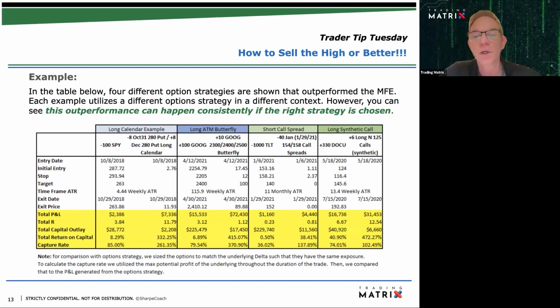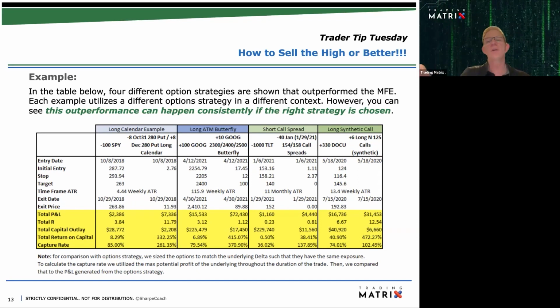Then in the short call spread, we could have sold 1,000 shares of the TLT ETF, or we could have sold 40 call spreads. Well, the ETF trade is a winner by 0.23 R, but the call spreads are 0.81 R winner. And then finally, we could buy DocuSign, or instead of buying DocuSign, we could buy what we call long synthetic calls. DocuSign makes 6.67 R. It's an excellent trade, but if we did the calls, it would have been up 12.54 R.